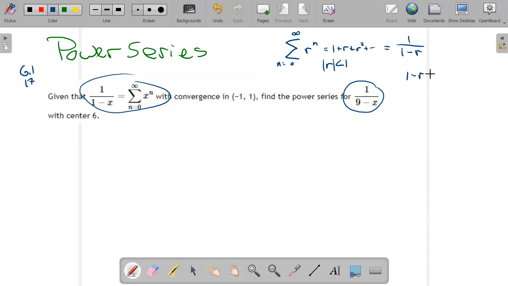So I'm just going to take my 1 minus r, set it equal to 9 minus x, and I'm going to solve for r. So I'm going to subtract 1 to the other side. So I get 8 minus x. And then I'm going to take the opposite of each side. So r equals x minus 8. So if I drop an x minus 8 in for the r, then that's going to give me this right here, which means I got to do the same thing for this up here.